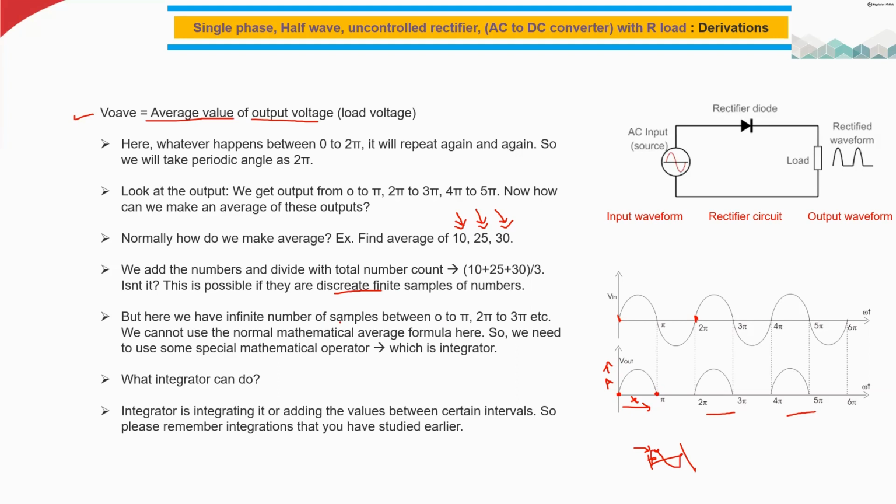Here we have an infinite number of samples between 0 to pi, 2 pi to 3 pi, 4 pi to 5 pi, then 6 pi to 7 pi, and so on. So we cannot use the normal mathematical averaging formula. We need to use a special mathematical operator called the integrator. Here we have to use the integral operation to find the average.